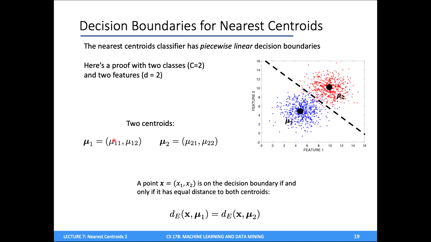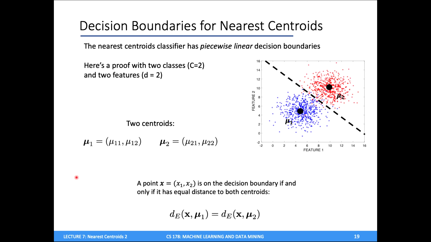So again, I have two centroids. My first centroid I'm going to call mu sub 1. And this is some vector, some point, that has components mu 1,1 and mu 1,2. So these guys here are the coordinates of this centroid here. Same thing for mu sub 2. It's some point representing the centroid of the red class. And these two values, these numbers, are the centroid of this red class.